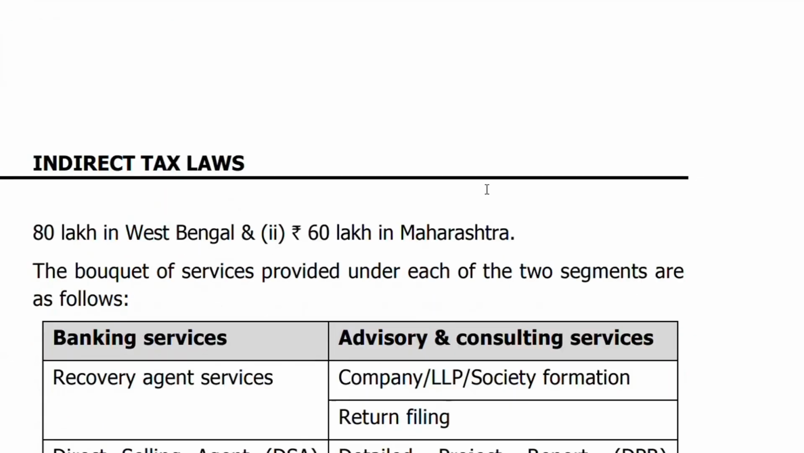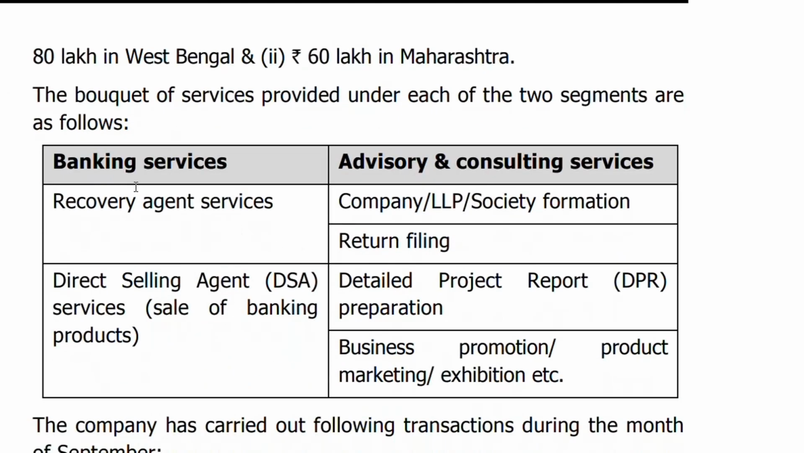Now the services are given in two segments. Under banking service, they provide recovery agent services as well as direct selling agent services. If you remember the RCM chapter, we have come across these words. So remember, there is something they are going to ask on RCM. Next, advisory and consulting service. Under that, they provide company or LLP or society formation, return filing, detailed project report preparation, business promotion, etc.